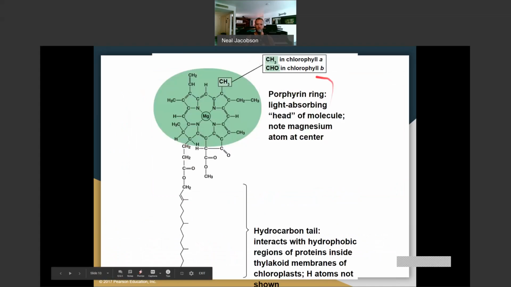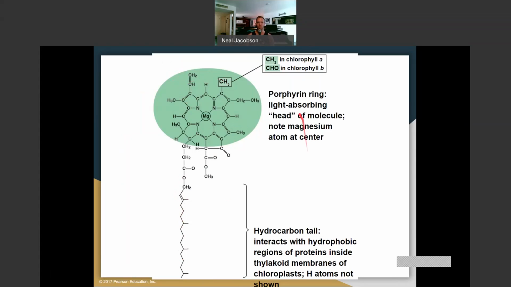All right, so this is a porphyrin ring. It's a light absorbing molecule. This is sort of like your photoreceptor, your solar panel, that when the photon strikes it, charges up some of the electrons. This solar panel is embedded into the thylakoid membrane, which is a phospholipid bilayer. And this hydrocarbon tail is like the anchor. It sticks into the membrane because like dissolves like, and then this photoreceiving head sticks out of it.